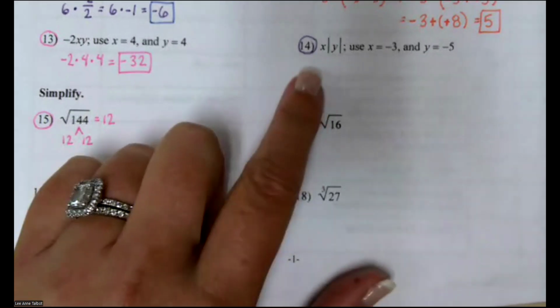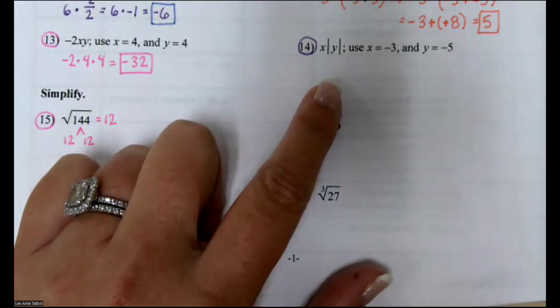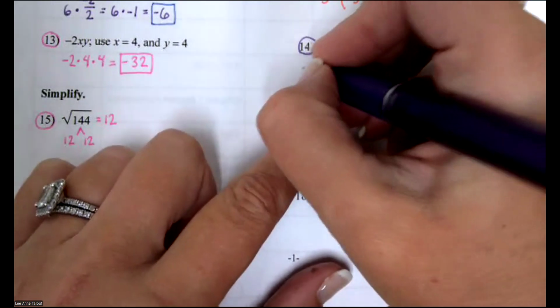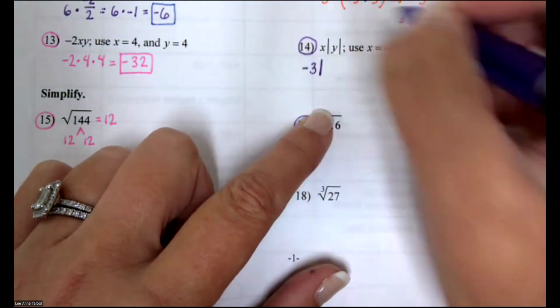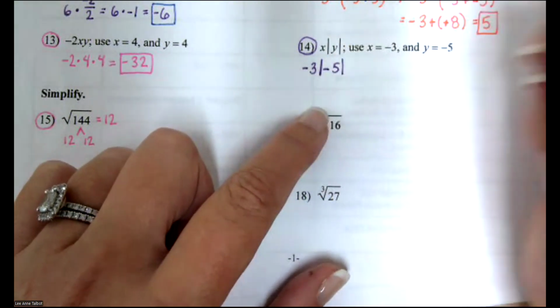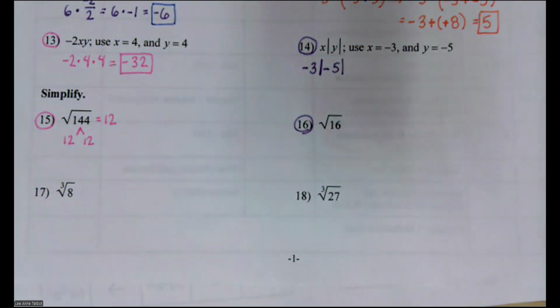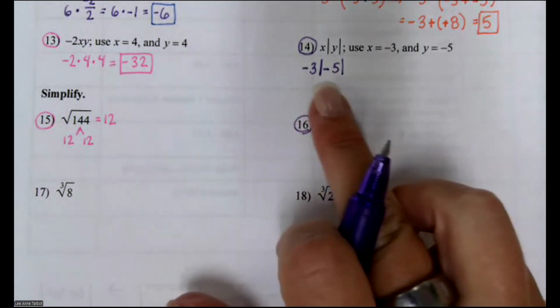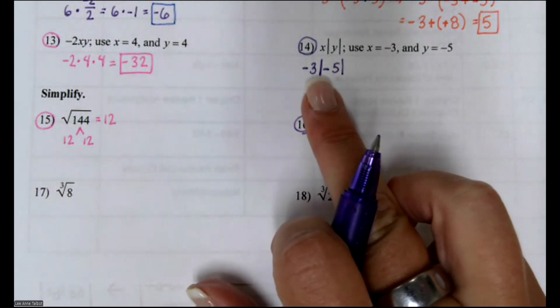Number 14. X times the absolute value of y. X is -3 and y is -5. And I'm really glad that this problem came up because there was a very common mistake on the quiz where people added these numbers or subtracted these numbers instead of multiplying them.